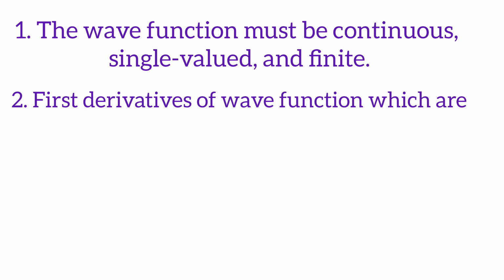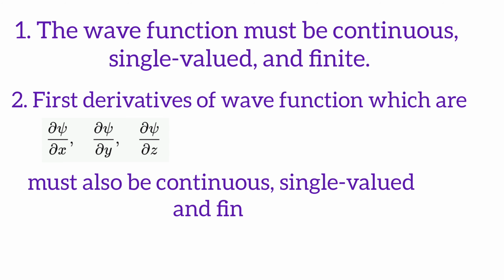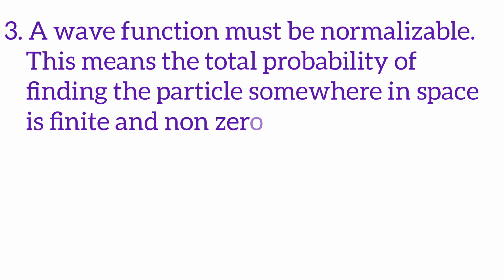Second point is, the first derivatives of the wave function, which are del psi upon del x, del psi upon del y, del psi upon del z, must also be continuous, single valued and finite. Third point is, a wave function must be normalizable. This means the total probability of finding the particle somewhere in space is finite and non-zero.